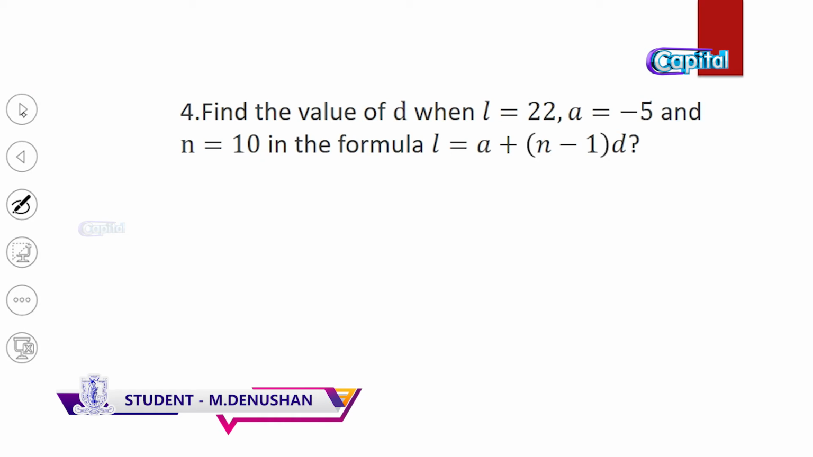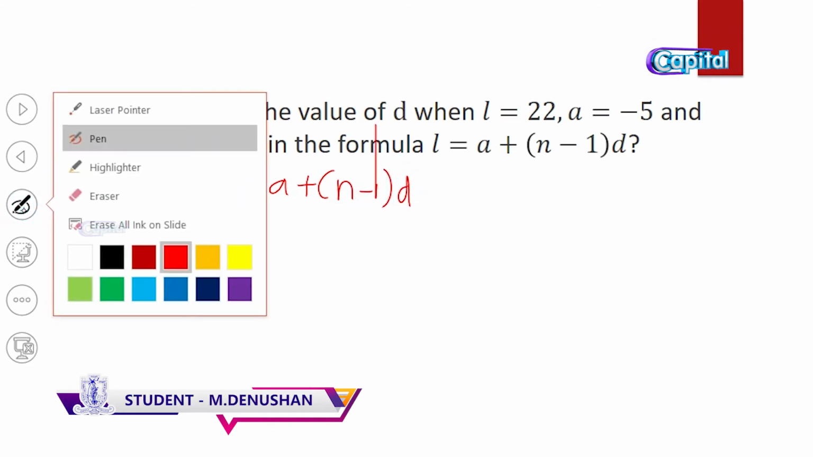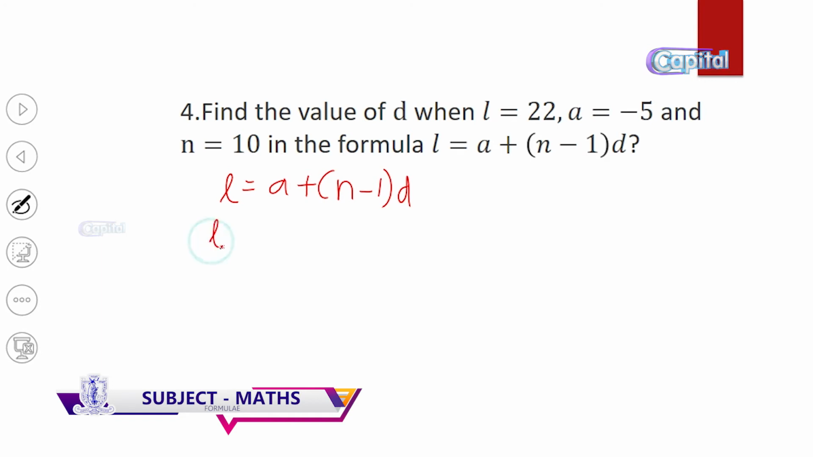Here we have to find the value of d when L is equal to 22, a is equal to minus 5 and n is equal to 10 in the formula L is equal to a plus n minus 1 into d. For that purpose, first we have to make d the subject. First we have to subtract a from both sides, and then we obtain n minus 1 into d as the subject. To make d the subject, we have to divide by n minus 1 on both sides. By simplifying, we obtain that d is equal to L minus a over n minus 1.